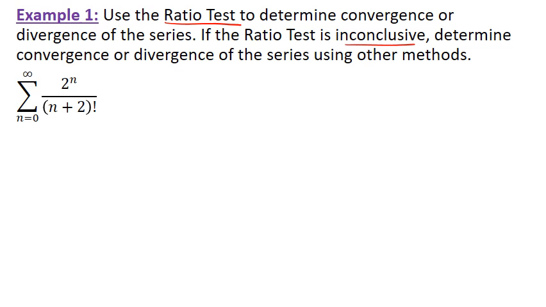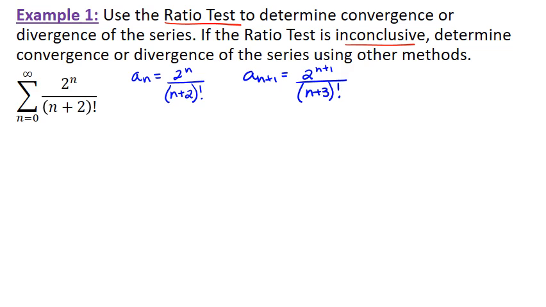As mentioned in the previous slide, we need to know a sub n. That's the nth term, that's just this: 2 to the n over the quantity n plus 2 factorial. So if that is a sub n, then for the nth plus 1 term, I'm going to plug in n plus 1 here and n plus 1 here. And when I do that, I get the following. So n plus 1 plus 2 is n plus 3 factorial.